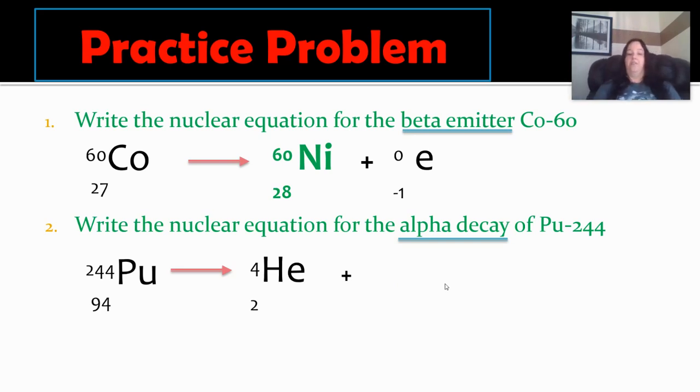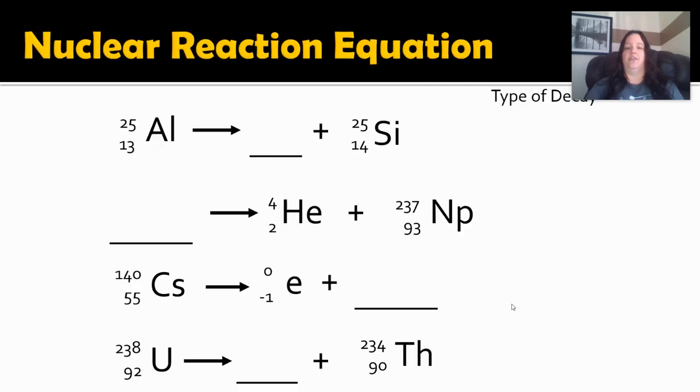So now I do my math. 94 minus 2 gives me 92. So I go to the periodic table, that is uranium. Then I'm going to do 244 minus 4, which is going to give me 240. So I have uranium-240 is my daughter isotope. All right, give you a little more practice and see how we're doing with this. So go ahead and solve these 4, and we'll come back together in about a minute to see how we do. I'm going to pause the video, actually.